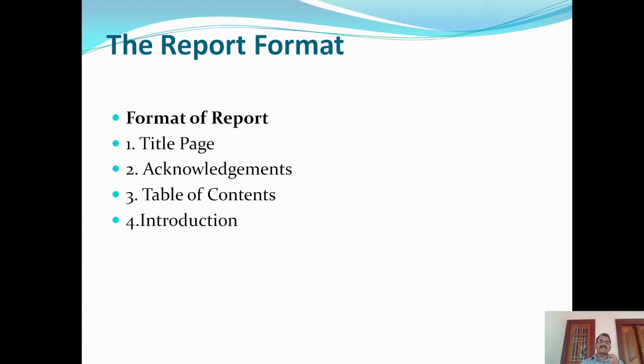The next topic is the format of research reports. First one is title page. Second one, acknowledgements. Third one, table of contents. Fourth one, introduction.